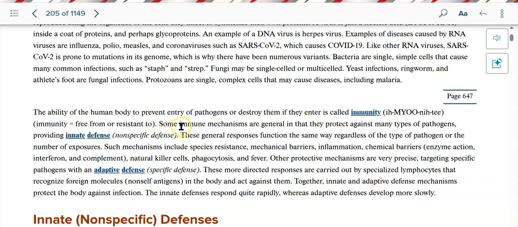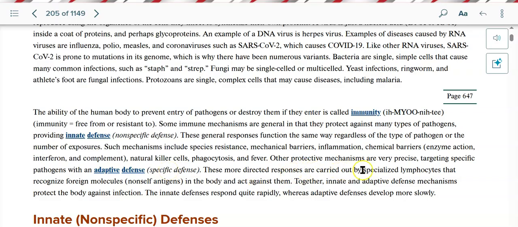The ability of the human body to prevent the entry of pathogens or to destroy them if they do get into the body is called immunity. Some immune mechanisms are general in that they will protect against many types of pathogens, and this provides what's known as innate or non-specific defense. These general responses function the same way no matter what kind of pathogen or how many times you're exposed to it. Here's a list, but we're going to go over that very shortly.